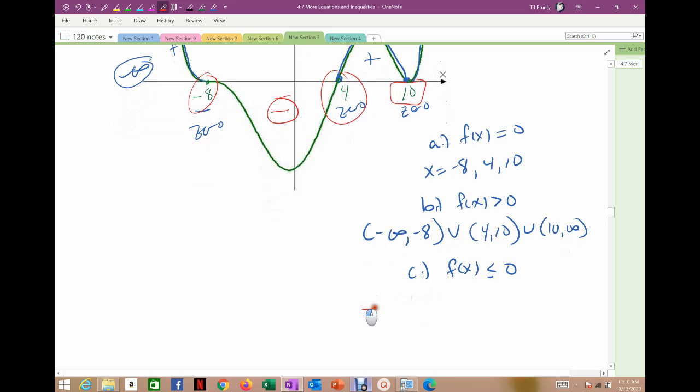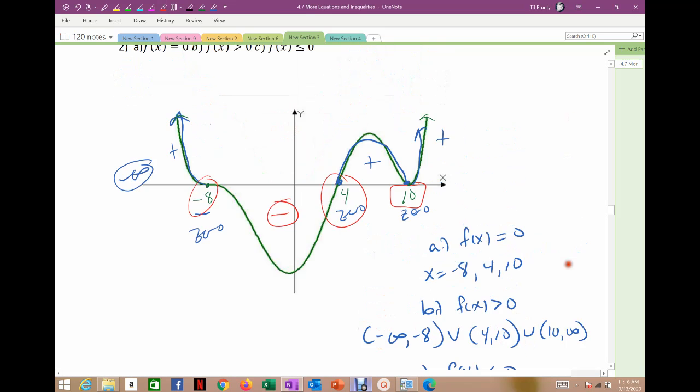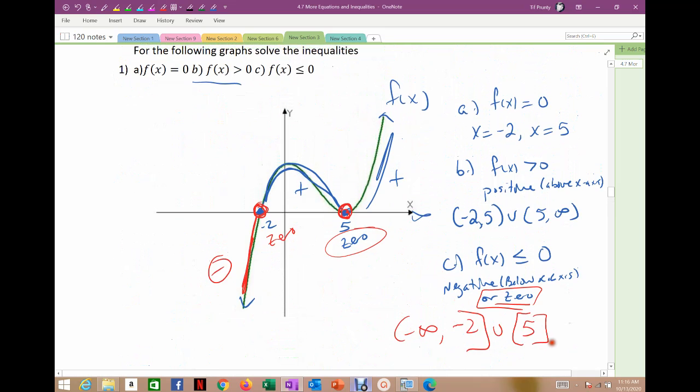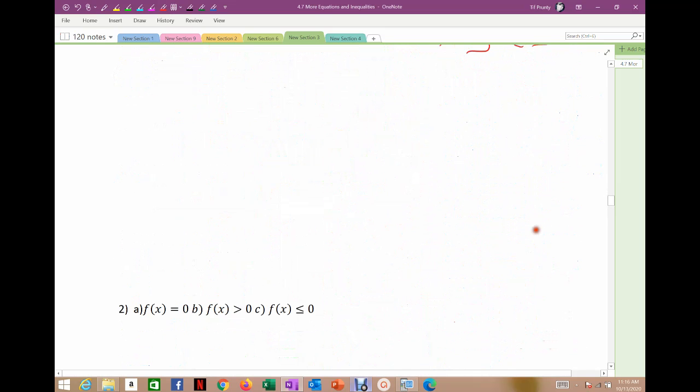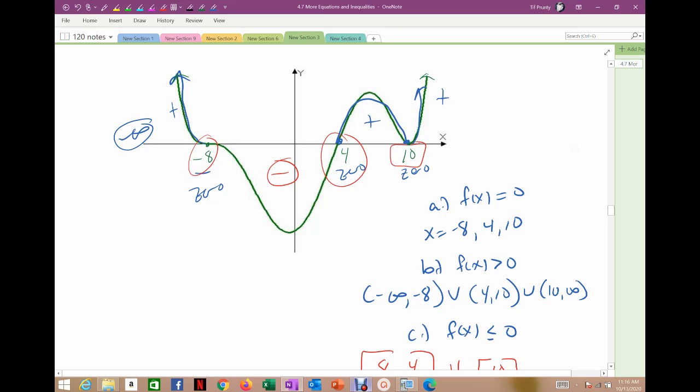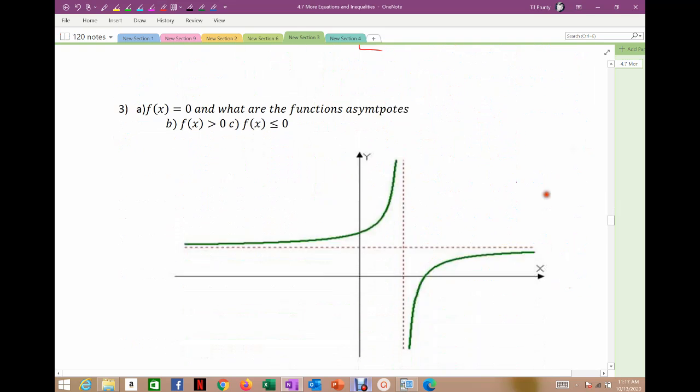Alright, I want to know where it's negative. So between negative 8 and 4, include the negative 8 and 4. And then I also include the single point 10. That's the part that's easy to forget, to include the single point 10. Alright, those were polynomial cases, right? This was a polynomial. This was a third degree polynomial. This one looks like it was at the very least a 5th or 6th degree polynomial.